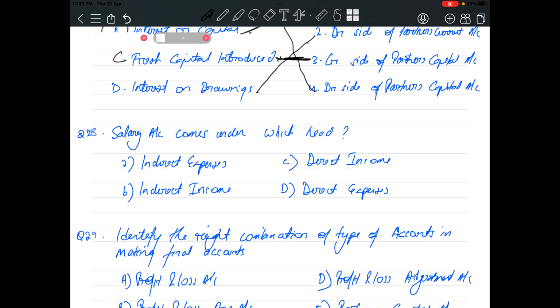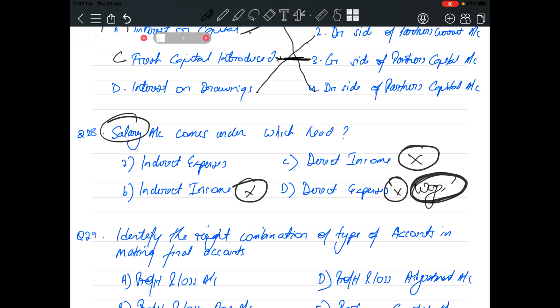Now let's see question number 28. Salary account comes under which head? Indirect expenses, direct income. Salary is an expense for the firm. Will it be direct income? No. Will it be indirect income? No. We are left with direct expenses and indirect expenses. Now, is salary a direct expense? No. Wages is a direct expense.